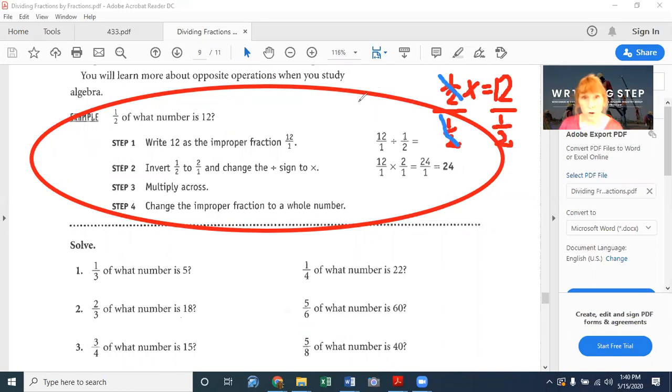X is equal to 12 divided by 1/2. Well, 12 divided by 1/2 is what we did over here. We said 12 over 1 divided by 1/2. And this is just the same thing, 12 divided by 1/2, rewritten, writing it differently. So it's the same thing if you use algebra or if you just remember the rules and the steps.